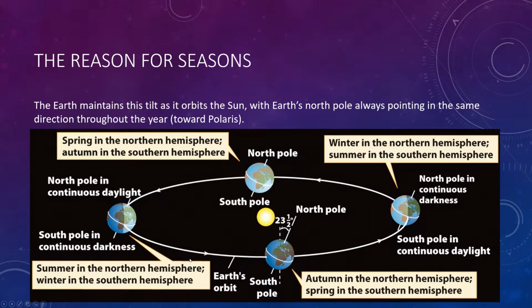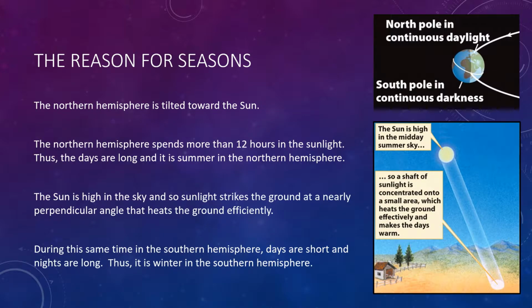So as a result, at some parts of the orbit, say here on the left, the northern hemisphere is tilted toward the Sun. But as we move to the other side, half of a year later, the northern hemisphere is now tilted away from the Sun. This is exactly why we have seasons. So let's take a look at what happens when we're on the left of that image, when we are in the northern hemisphere tilted toward the Sun.